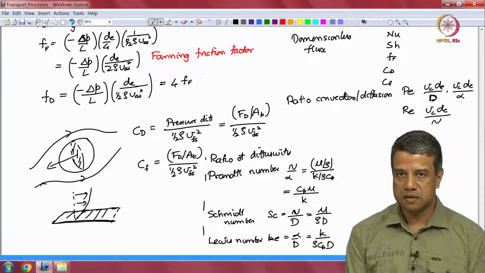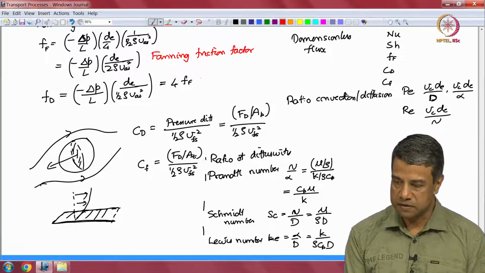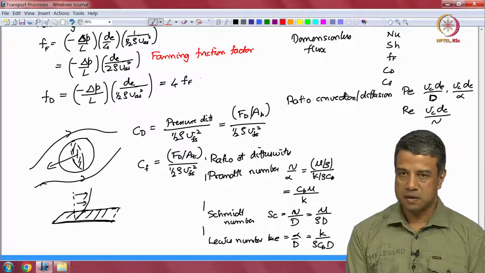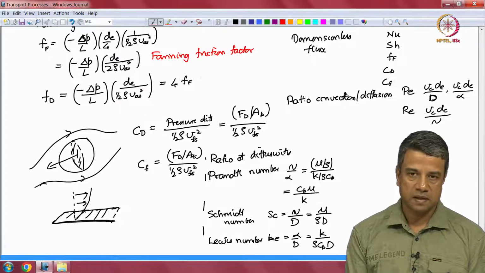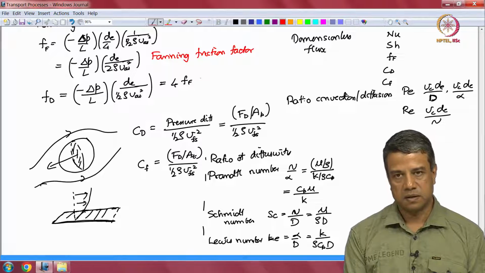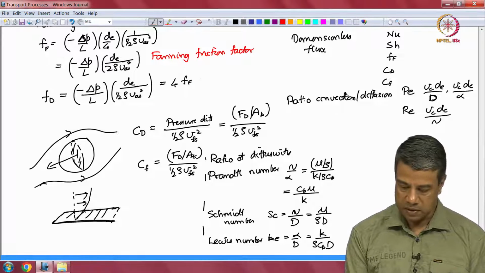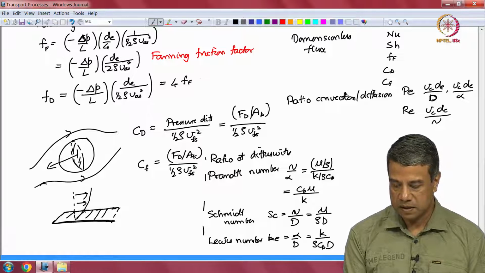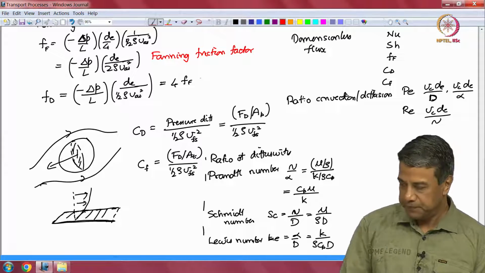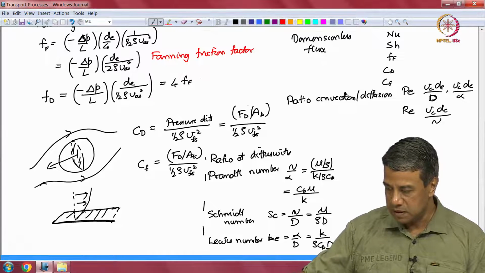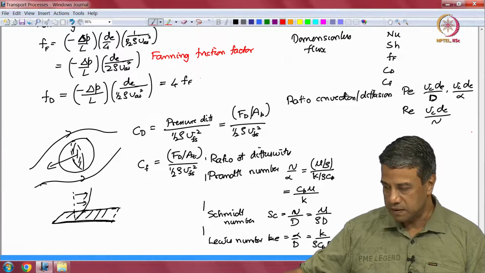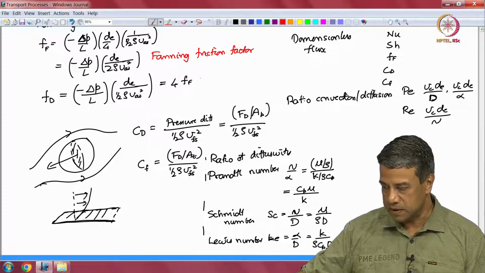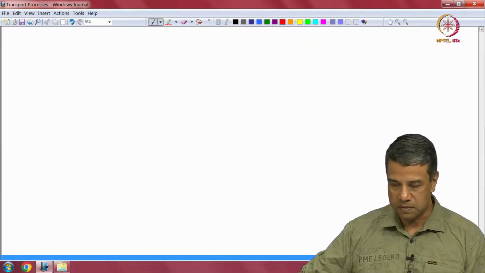So these dimensionless groups can be classified as dimensionless fluxes, the Nusselt or Sherwood number for heat and mass transfer, and the drag, friction and skin friction coefficients. The ratio of convection and diffusion gives the Peclet number and Reynolds number, and the ratio of different kinds of diffusivities gives the Prandtl, the Schmidt and the Lewis numbers. So these are the different kinds of dimensionless groups that are used in transport processes.